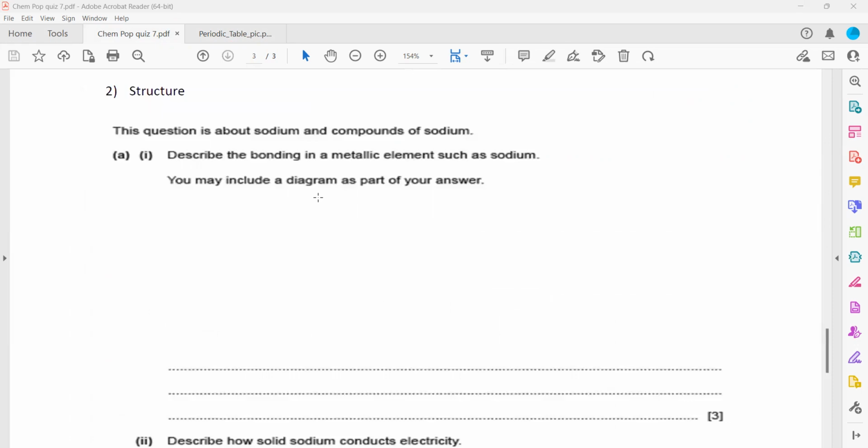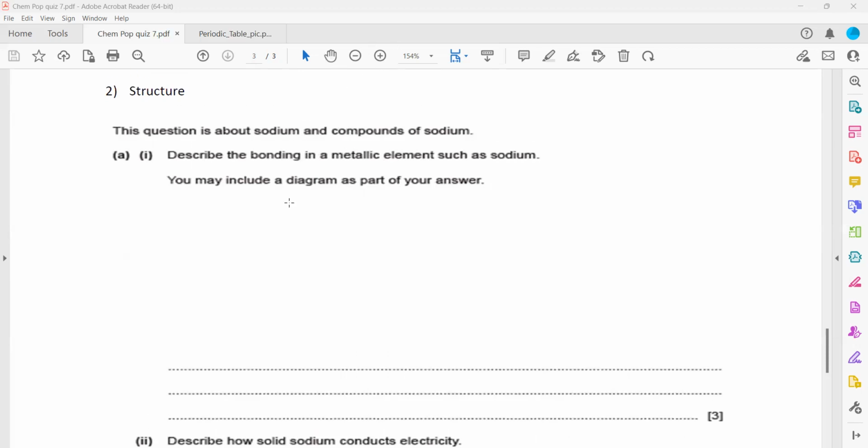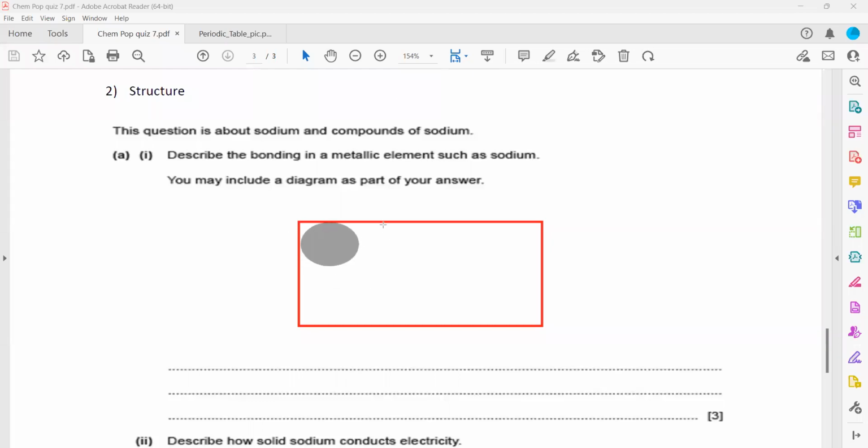This question is about sodium and compounds of sodium. Describe the bonding in a metal, and you may draw a diagram. When a question says you may draw a diagram, then you should try to draw a diagram, so that in case your explanation is not complete, you will score marks from the diagram. So better draw the diagram.